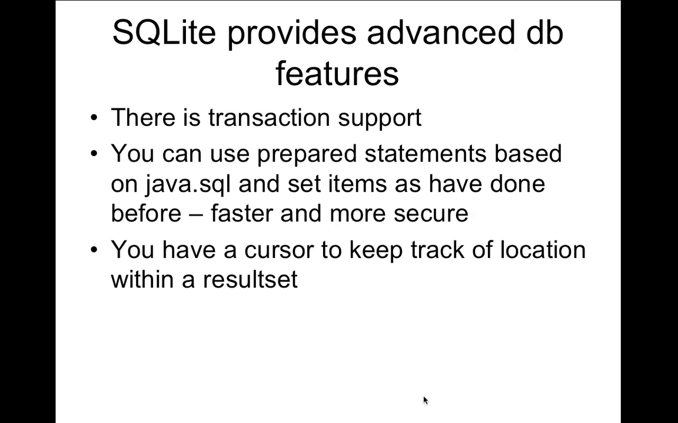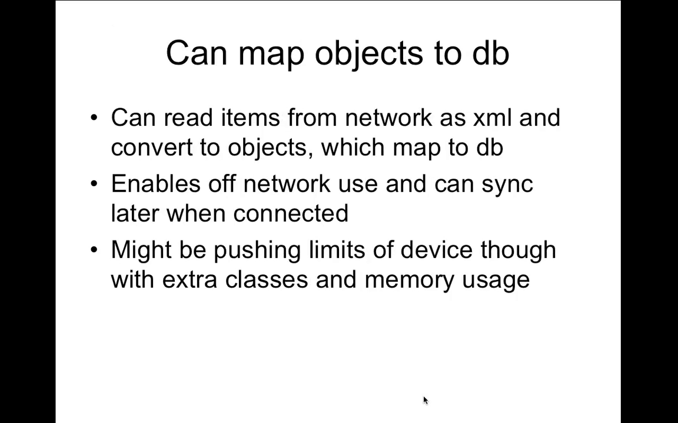Although it's called SQLite, it's pretty heavy. It's not quite as light as you'd think. It's light because it works on the phone and doesn't take up as many resources, but in terms of functionality, it's pretty feature rich and automated for you. So you can map objects to the database itself. You can read items from the network as XML and convert them to objects, which map to a database object, and then use the database object instead of the XML object, or vice versa.